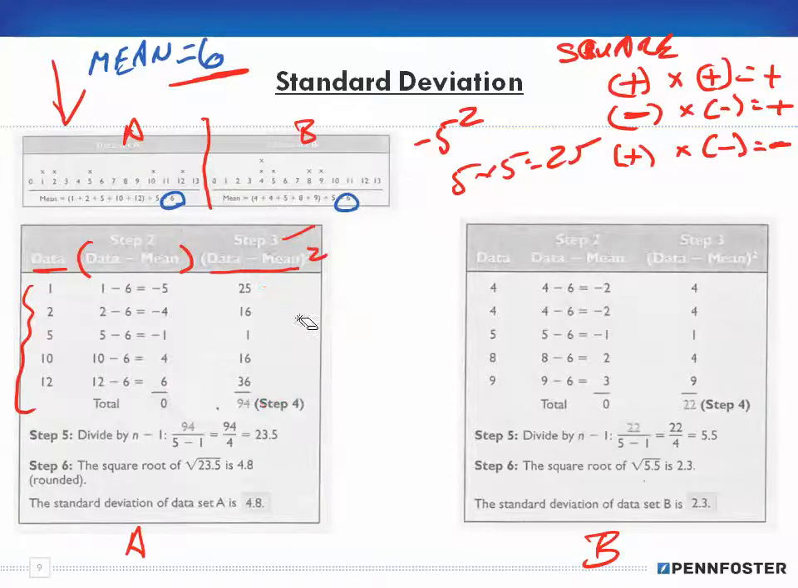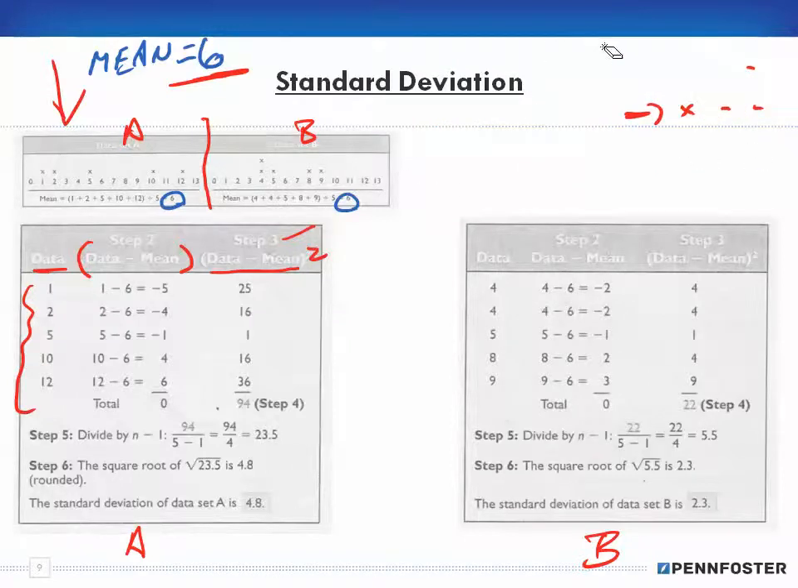So all you really need to do when you're squaring here, and this is not that difficult, is take your answer from step number 2. This minus 5, you take 5 times 5, and you get 25. The minus 4, 4 times 4 is 16. The minus 1, 1 times 1 is 1. 4 times 4 is 16. 6 times 6 is 36. So that's step number 3.